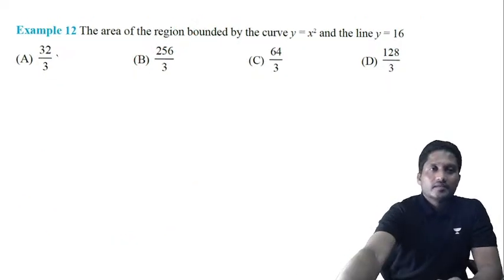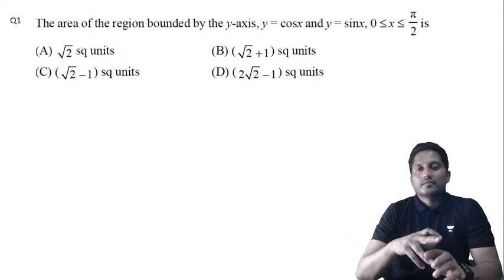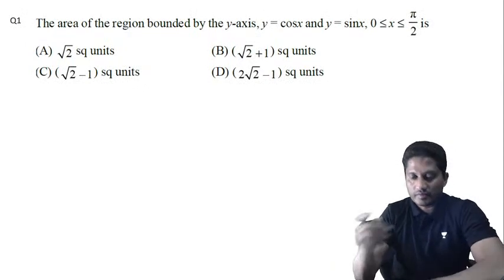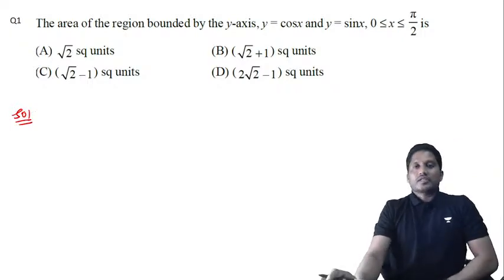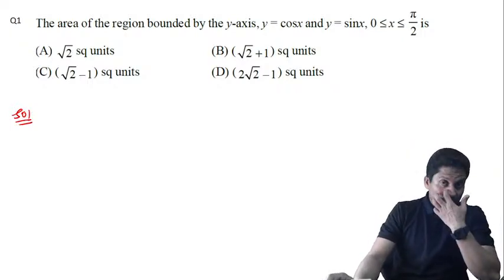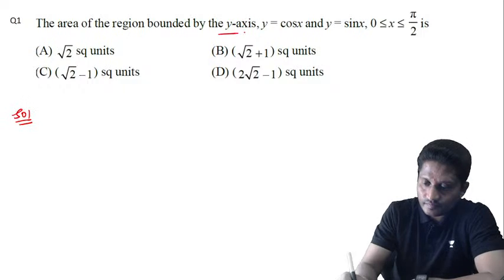Understood, guys? Okay, now even this question is asked in 17 paper. Area bounded by cos x and sin x, x equal to 0 to pi by 2 and y axis.